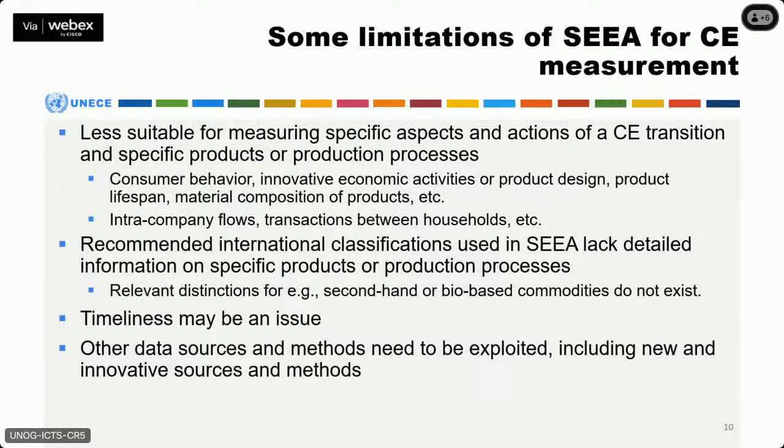One big issue is that some of the recommended international classifications used in SEEA don't have detailed enough information to distinguish, for example, second-hand or bio-based commodities. That is something that would be very useful for circular economy measurement. Then, of course, there is timeliness, which was also mentioned in the previous presentation, and the level of data that we have.